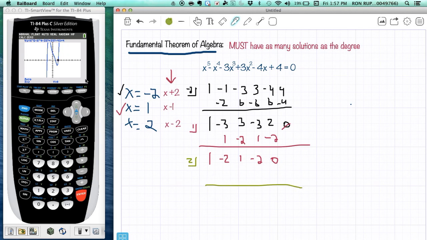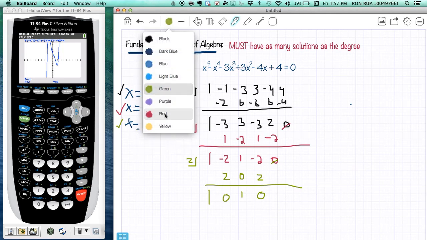They all cross the x-axis. So I bring that 1 down. 2 times 1 is 2. Negative 2 plus 2 is 0. 2 times 0 is 0, plus 1 is 1, and 2 times 1 is 2. Negative 2 plus 2 is remainder of 0. Again, we don't include our remainder in our new polynomial, x cubed minus 2x squared plus 1x minus 2, remainder of 0. And so now, I've successfully divided that one.